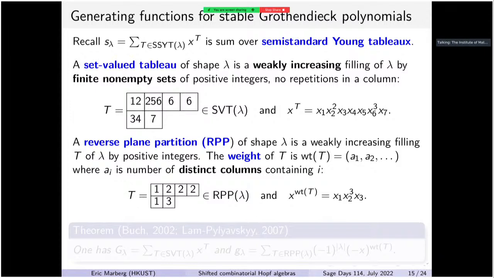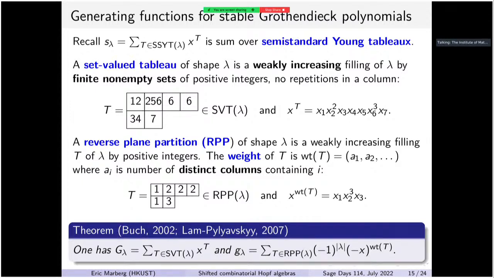So the non-trivial aspect of these gadgets is what their weight is. So here, the weight of a reverse plane partition is not formed by counting the total number of entries of a given type. What we do is for each i, we count the number of distinct columns containing i, and then that is the exponent, or that is the value in our weight vector. So x to the weight of this t is x1, because even though there's two 1s, they only appear in a single column, whereas x2 has exponent 3 because there are 3 columns containing 2. And x3 has just weight 1.